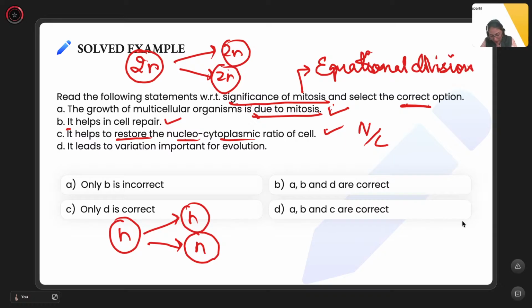If I talk about the last statement, it says it leads to variation important for evolution. No, beta, it is true that for evolution variation is important, but this is not because of mitosis. Can you tell me which of the divisions does this? This is done by meiosis. Because of meiosis you will see variation, because in meiosis, in prophase I, recombination and crossing over happen, in the pachytene stage. Clear? So what will the correct answer be here, beta? A, B and C statements are true. So option D will be the correct answer over here. Clear? Let us move on to the next question.